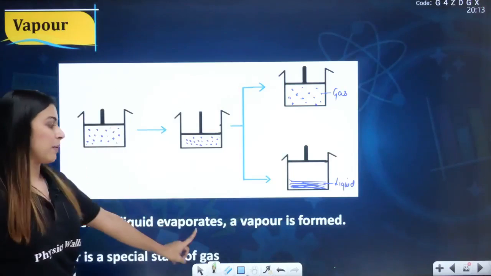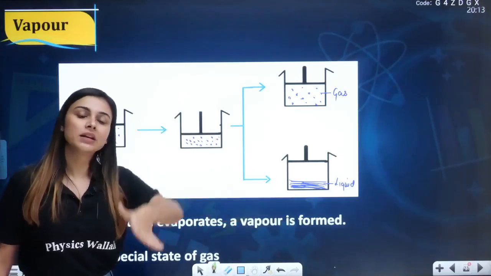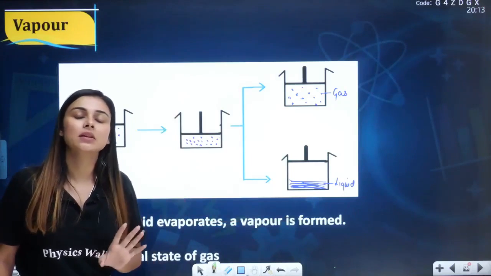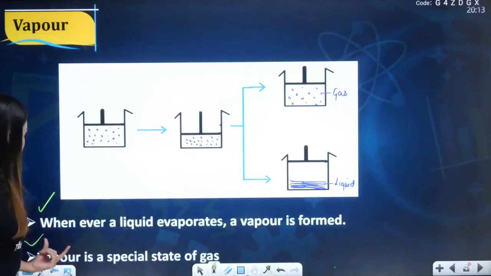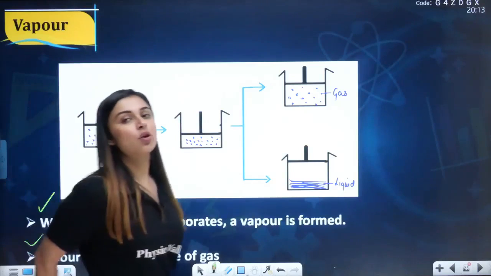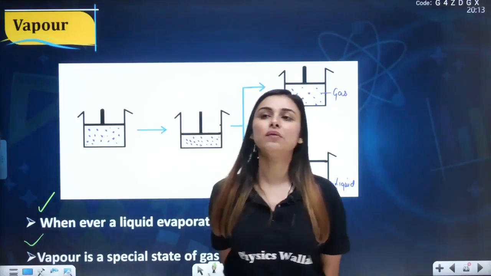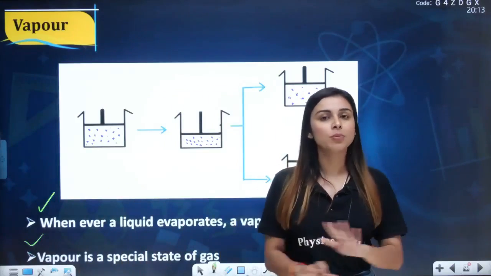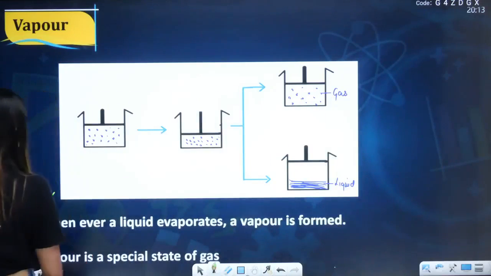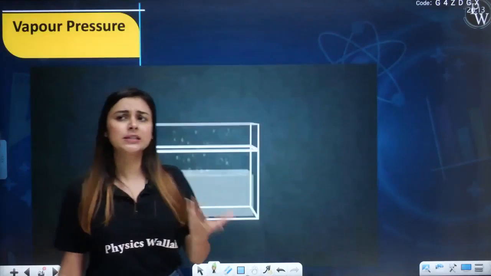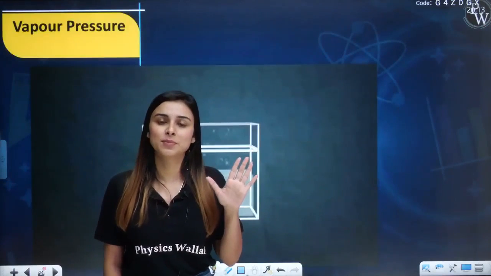Whenever a liquid evaporates, a vapor is formed, because you can apply pressure on that vapor and liquefy it and convert it into the liquid again. Otherwise, vapor is a special state of a gas, right? So I hope this is clear with you. Very good, my dear students. Now, whenever anyone talks about this particular part, you will be thorough with this concept, right?